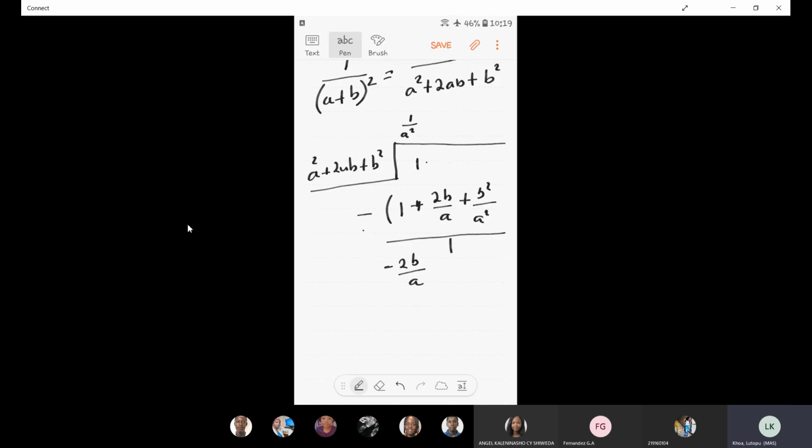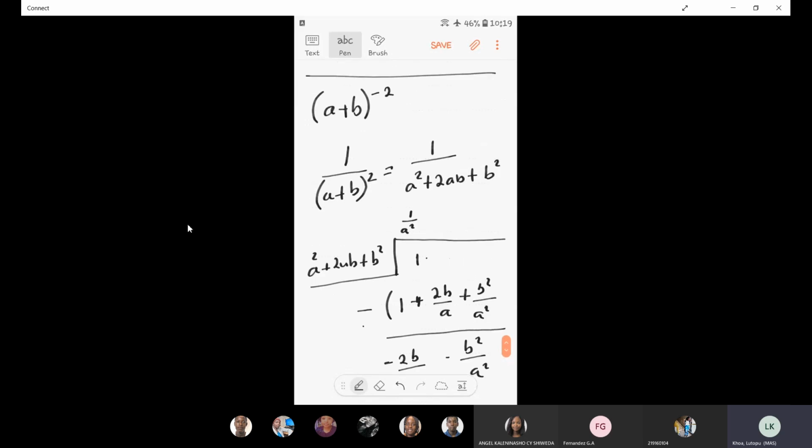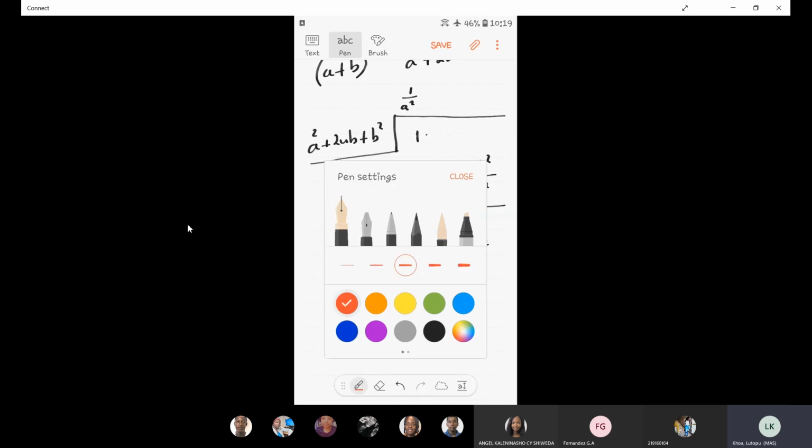You would write it over there. So I'm just trying to use the space that I have. And then I will have minus b squared over a squared. Then I continue in the same way. I say this term that I have over there.